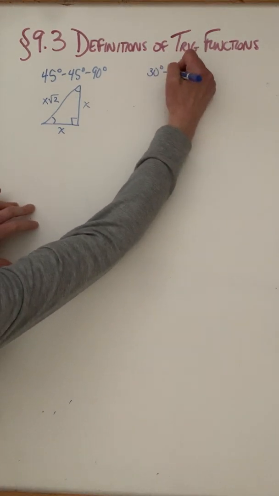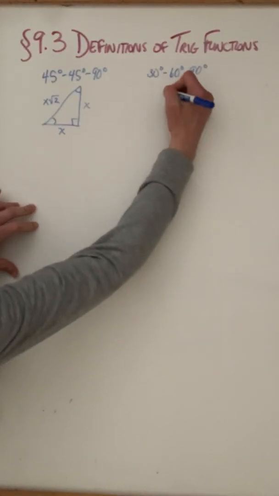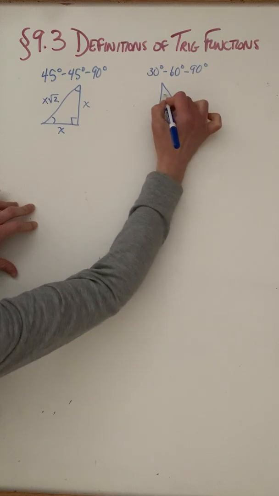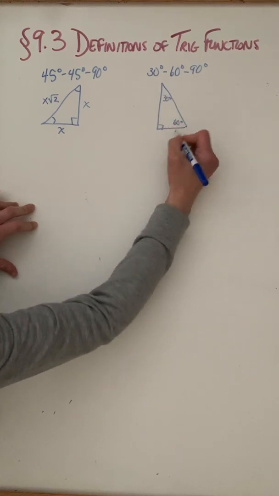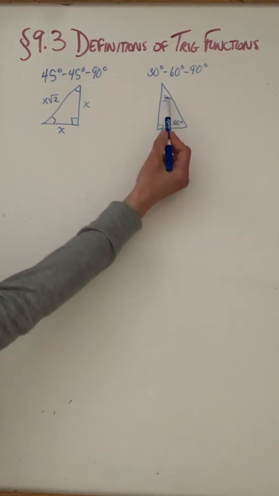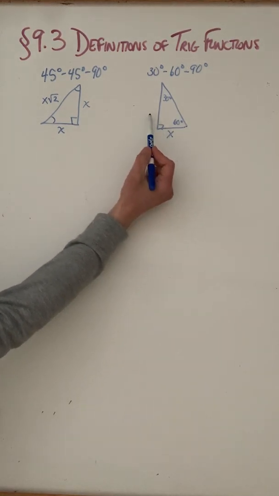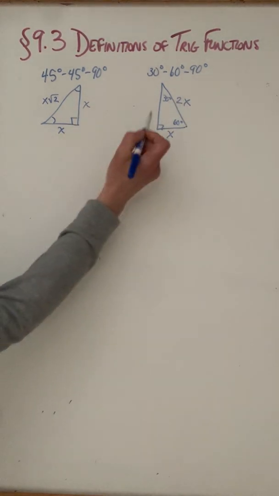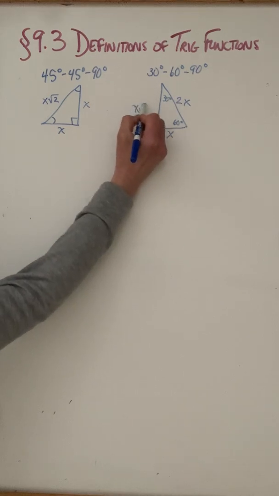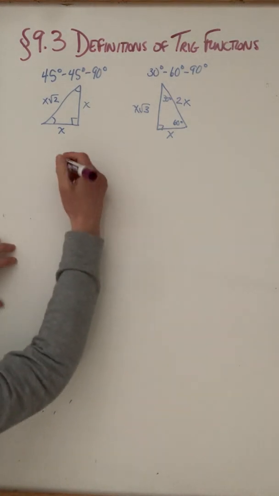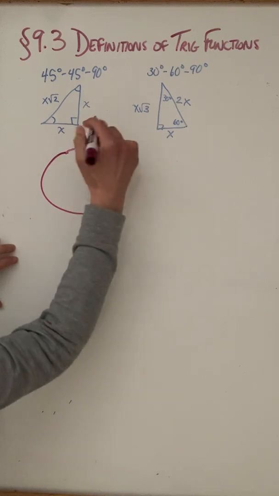And then for a 30, 60, 90 triangle, let's suppose this is my 30-degree angle, this is my 60-degree angle. I know my short leg is x, and I know this is the short leg because it's opposite the smallest angle. We know that the hypotenuse is 2 times the short leg, so that's 2x. And then the long leg is the short leg times root 3. We'll keep that in mind as we continue on. Now we're going to go back to our unit circle.